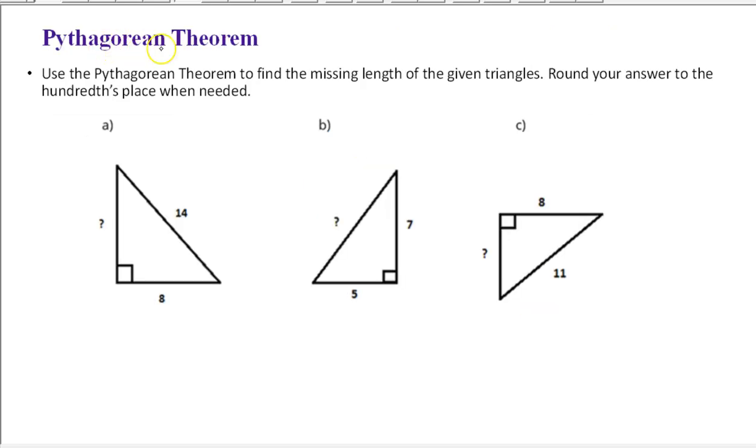Now we're going to look at some Pythagorean theorem problems which use square roots. So use the Pythagorean theorem to find the missing length of the given triangles. Round your answer to the 100th place when needed.